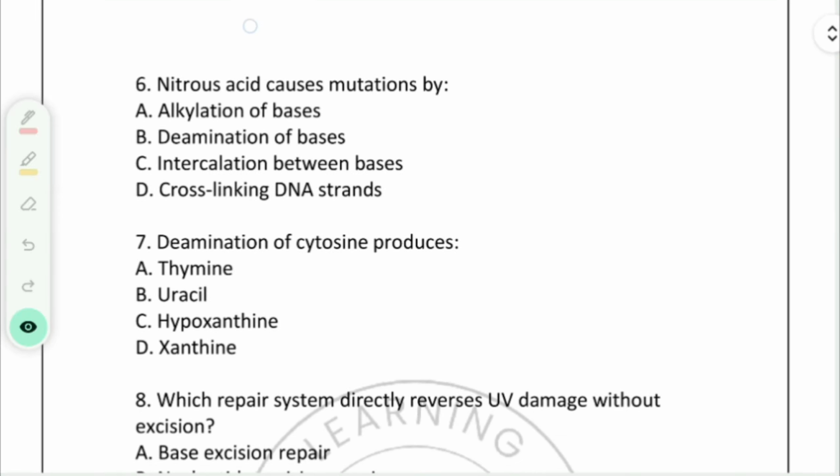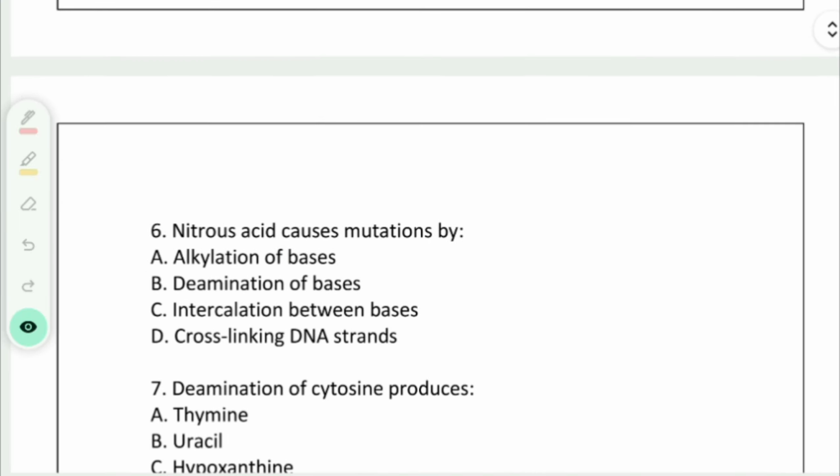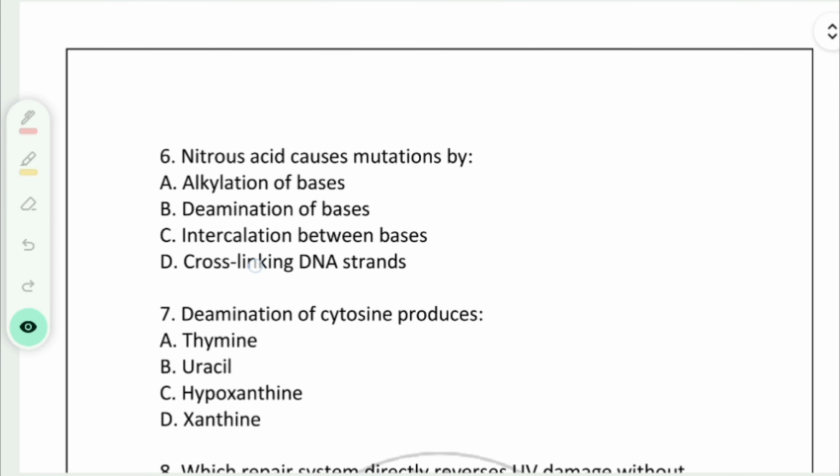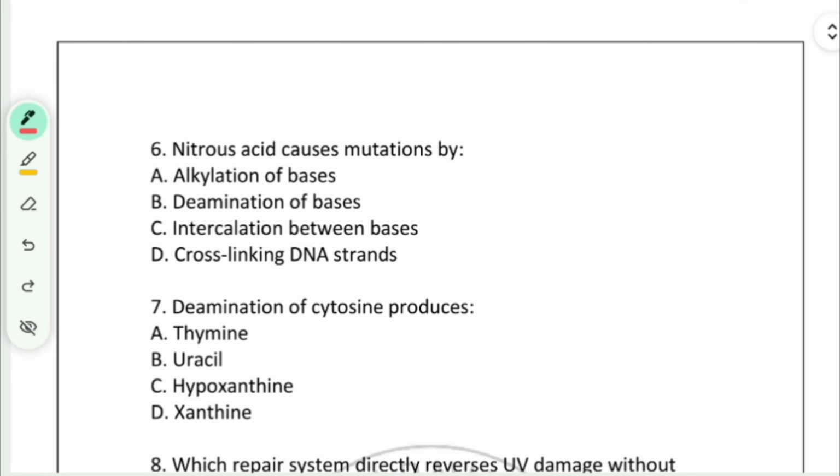Now question number 6. Nitrous acid causes mutation by, options are A, alkylation of bases, B, deamination of bases, C, intercalation between bases, D, cross-linking DNA strands. So the correct answer for this question is option B, deamination of bases.